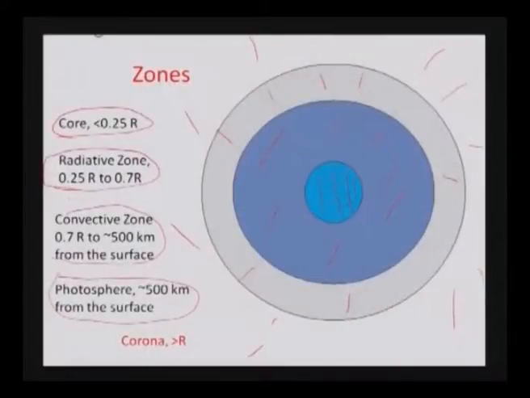So, forward means towards the outer layers. That is why it is called the radiative zone. So, that happens up to 0.7 R. In the convective zone, it is convection.